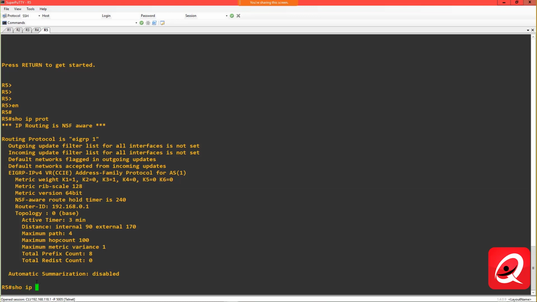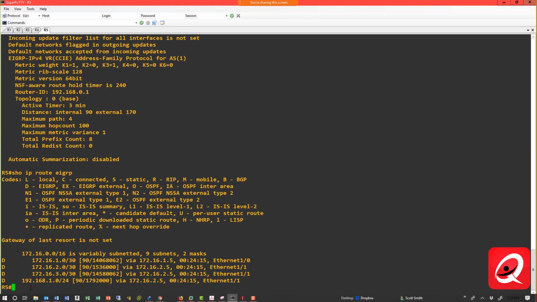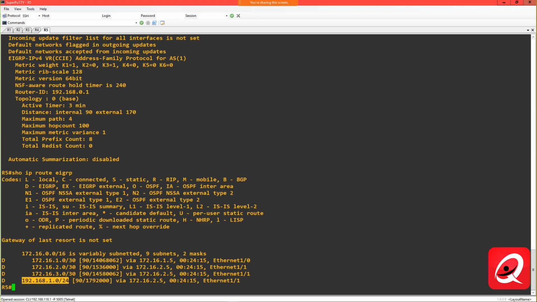So if I do a show ip route eigrp, I should see that loopback route that's coming from the other side of the network. Let's do a little bit of investigation and get a better understanding of how these metrics are being calculated based on our last discussion. Some of you may have missed that last discussion, but I did make a couple of modifications. Hold on one second.